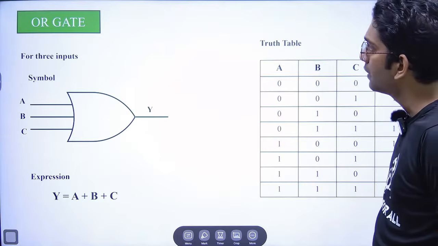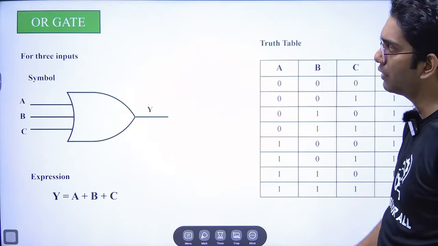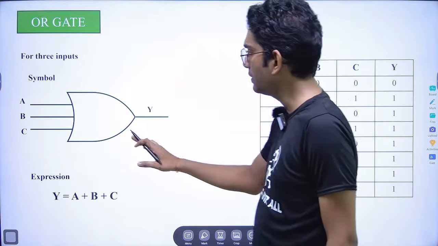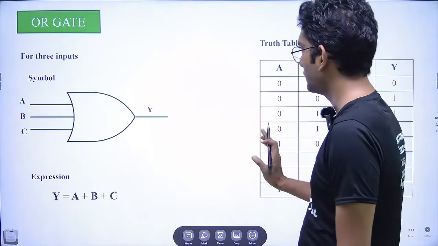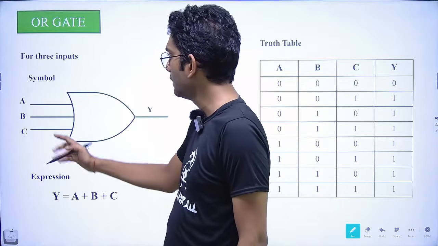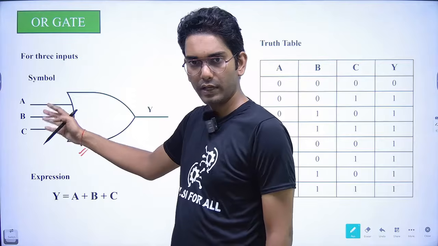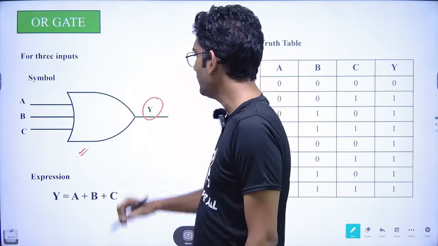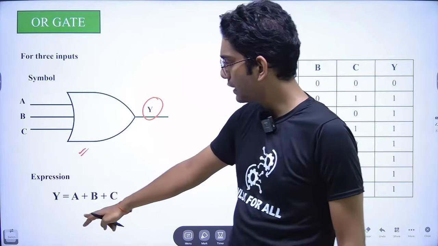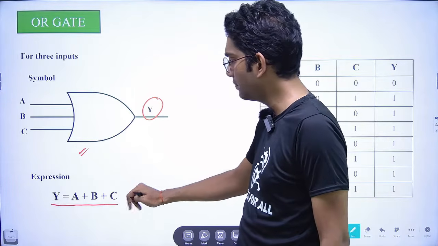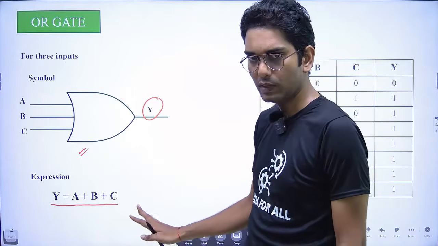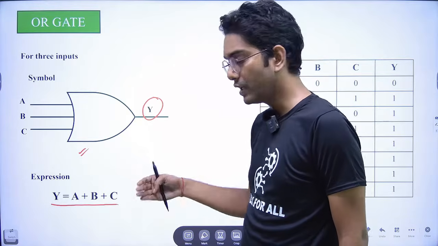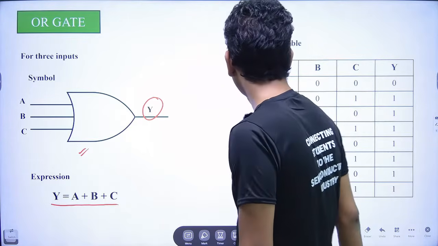Now next, coming to the OR gate for three inputs. The symbol remains the same. Now here, instead of two inputs, three inputs are given, that are A, B, and C, and we are getting Y as our output. Now the expression would become Y is equal to A plus B plus C. Fine. So this would be the expression for a three input OR gate.